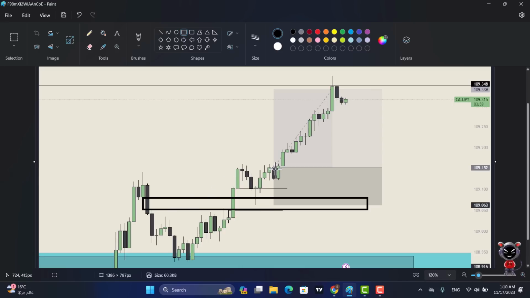I know that I took the entry from here, but that's just because I didn't catch that. All right, I missed that. So this is a great utilization of the inverted fair value gap as an entry, a confluence to enter the trade. Let's take a look at another example.